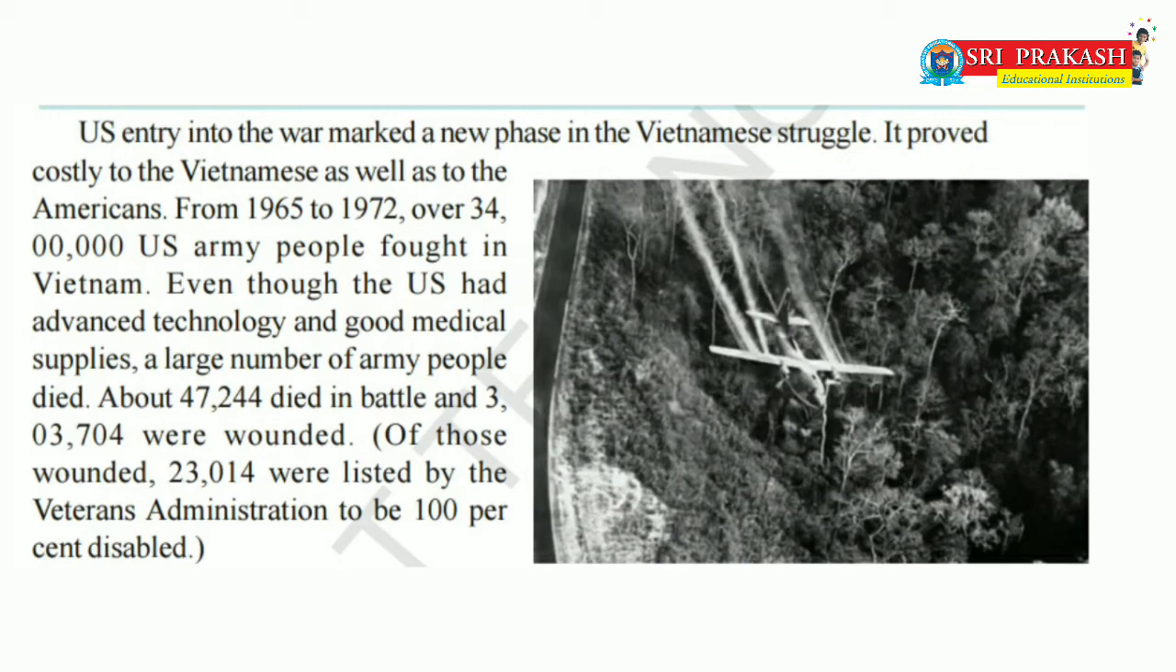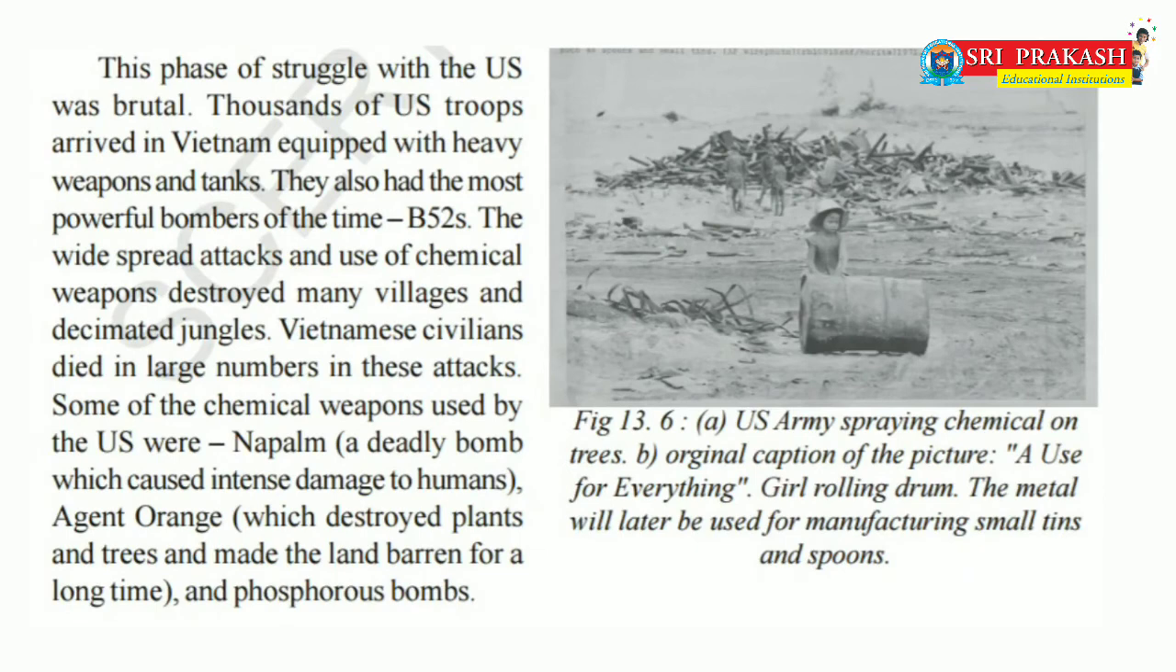It was a critical situation between the US and Vietnam when America feared that communism was going to develop in Vietnam, so it entered the war against Vietnam. Not only the Vietnamese people suffered; even the American soldiers, American civilians and Vietnamese civilians were disabled and suffered in this war. This phase of struggle with the US was brutal.